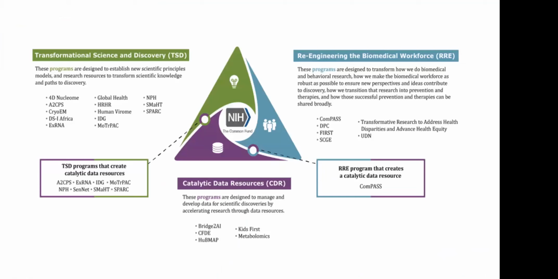The first pillar is transformational science and discovery. So these are programs designed to have new models, new resources to basically have new pathways or new scientific discovery. So really a specific area of science, generating a lot of data in that space and creating a foundational resource for that. The other pillar is re-engineering of how we work.